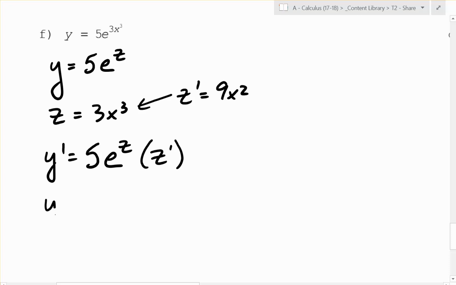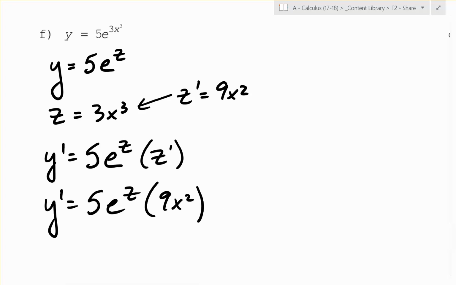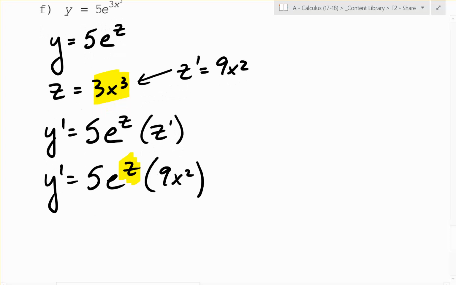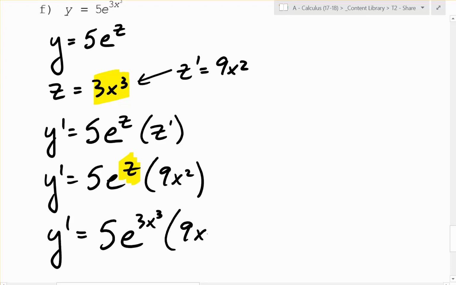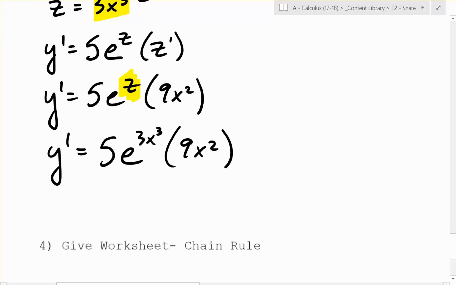So what do you end up with here? You do the substitution. You get 5e to the z times 9x squared. But again, you don't want that z to be in your final answer, and you know that z is equal to 3x cubed. So what do you end up with? Y prime equal to 5e to the 3x cubed times 9x squared. You could leave it like that, but if you wanted to do that further, y prime would be 45x squared e to the 3x cubed.